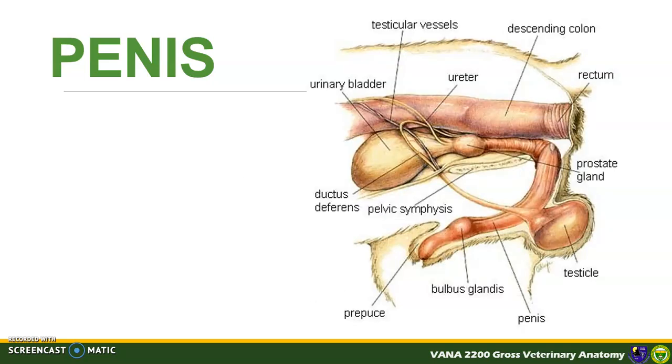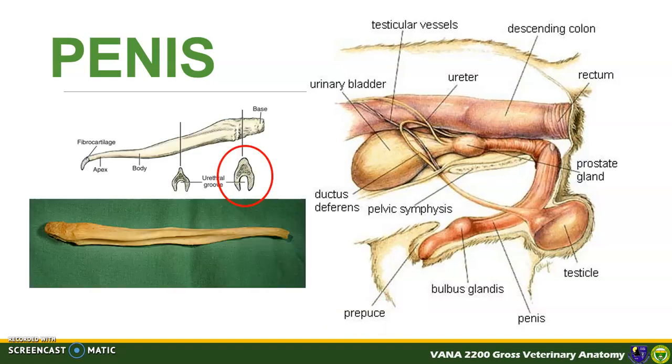Let us again check this slide to see the other structures present in the penis. The prepuce is the cutaneous sheath around the free part of the penis in the non-erect state. It has an inner lamina which is continuous with the skin over the glans penis and an outer lamina continuous with the skin on the abdomen. The prepucial orifice is the opening of the prepuce to the outside.